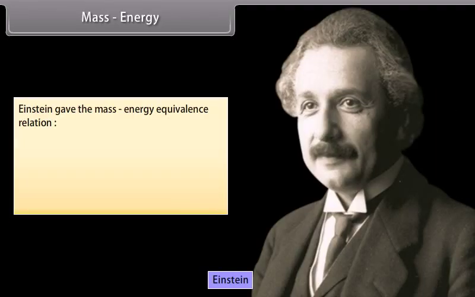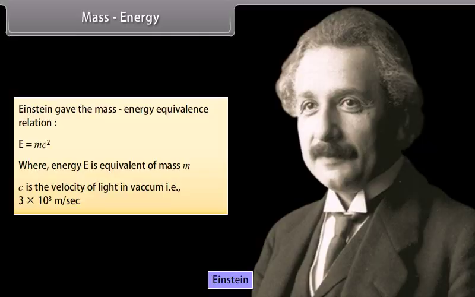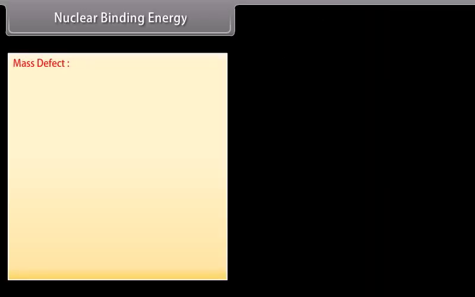Mass energy. Einstein gave the mass-energy equivalence relation: E = mc², where energy E is equivalent of mass m. c is the velocity of light in vacuum, that is 3 × 10^8 meter per second. Nuclear binding energy. Mass defect.